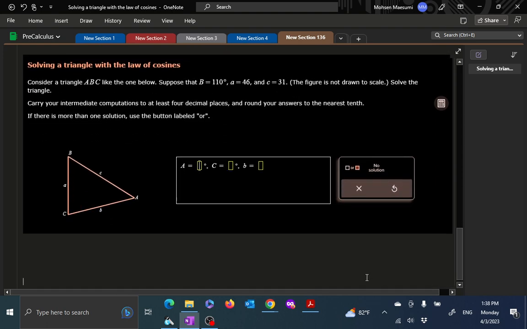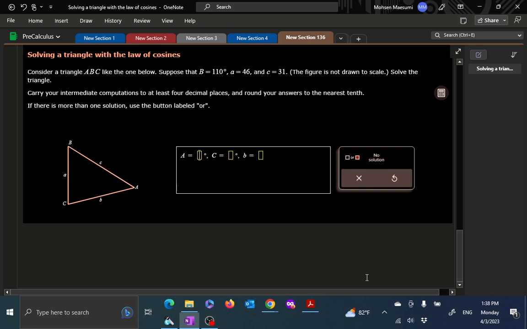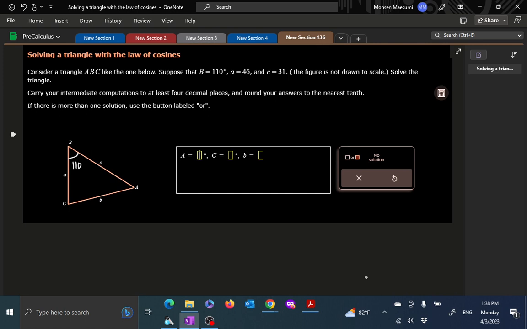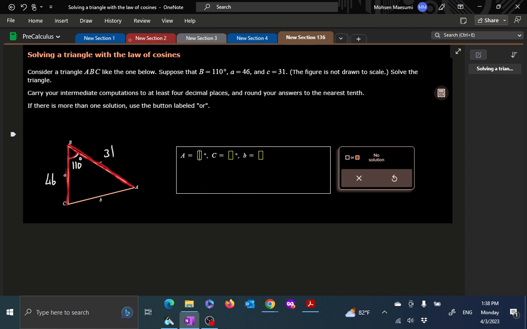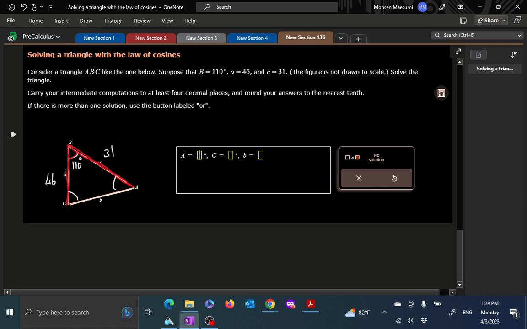Here's another example. Let's write down what we have here. We have angle B, which is 110 degrees, obviously not drawn to scale, supposed to be obtuse here. A is 46, say meters or something, and C is 31. We want to calculate several items: the angle A, the angle C, and the side B. So the red items are given to us, and the white ones are the ones we are calculating. This angle and this side are what's being calculated.